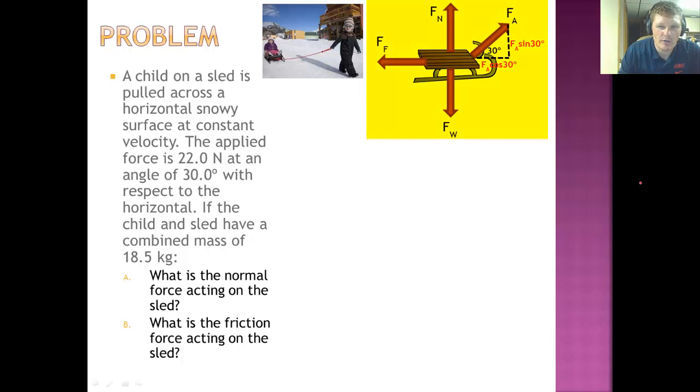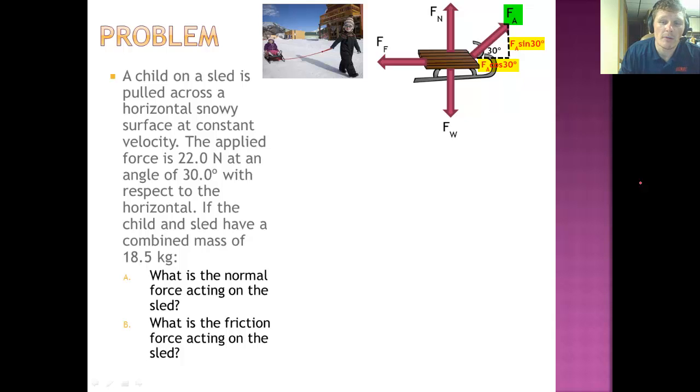I've already included what a free body diagram might look like in a coordinate system. The picture shows that we have an applied force being applied at an angle of 30 degrees with respect to the horizontal. It's very important that you know there is a vertical component to that applied force, and there is a horizontal component to that applied force.